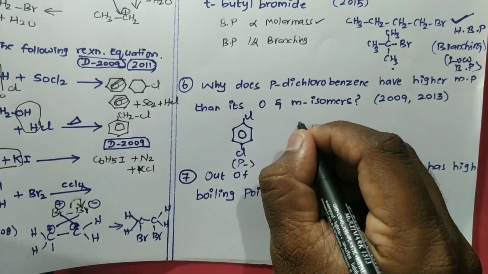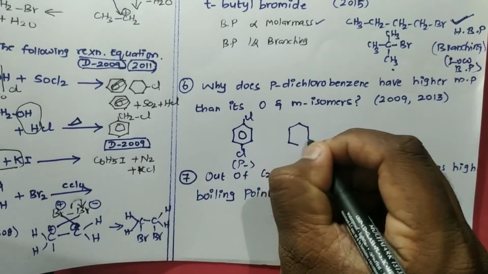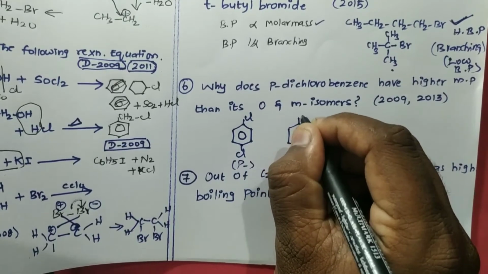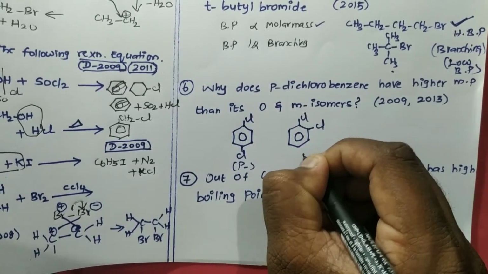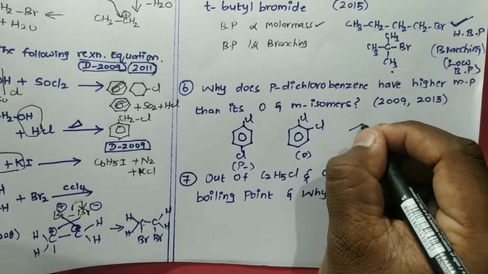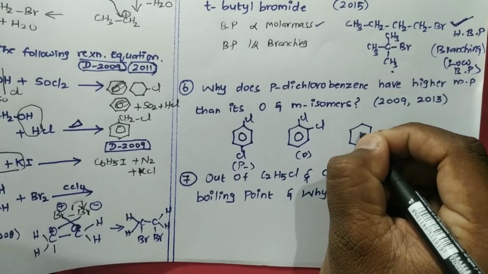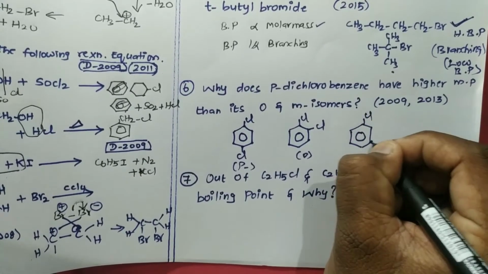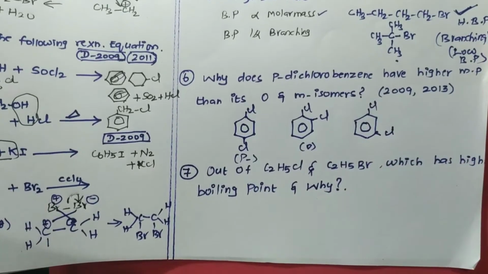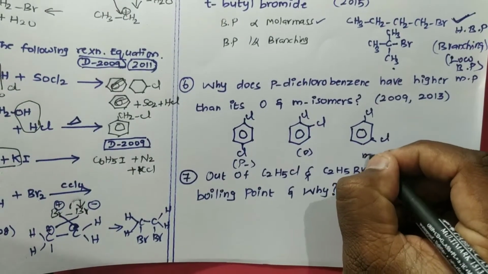And what about the meta and ortho isomers? Now I can write the ortho isomer. So here it is Cl and Cl. This is the ortho isomer. And if you want to write the meta isomer, the 1,3 positions will be occupied. This will be a meta isomer.